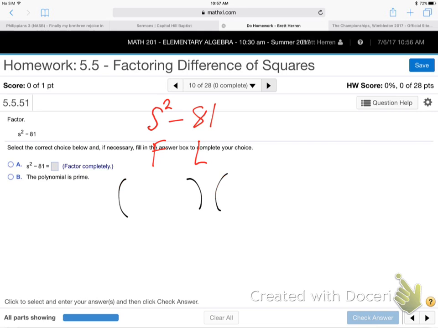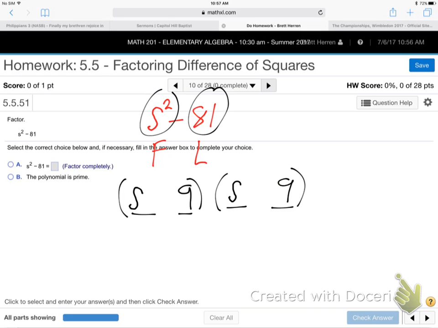So 2 parentheses, front times front, to be front. What times what is S squared? S times S is S squared. Good. And last times last to be 81. 9 times 9. And how do you make a negative 81?